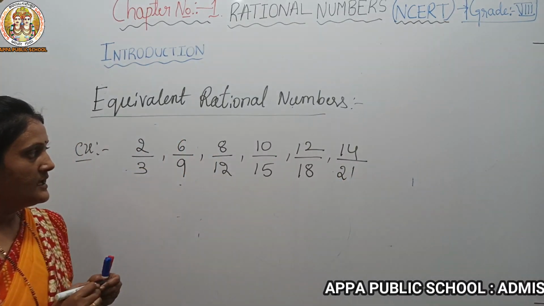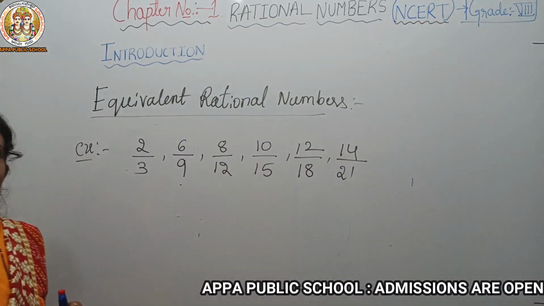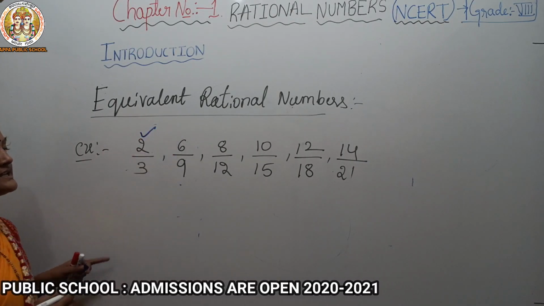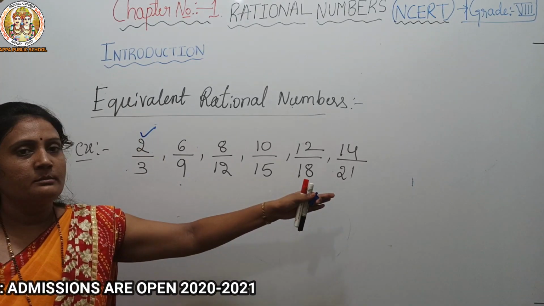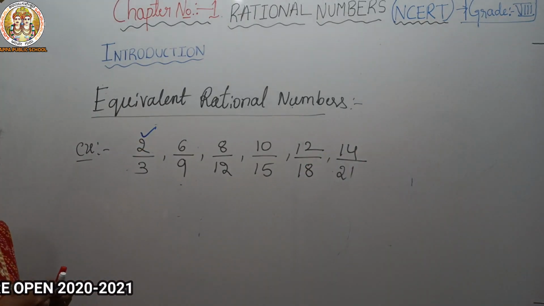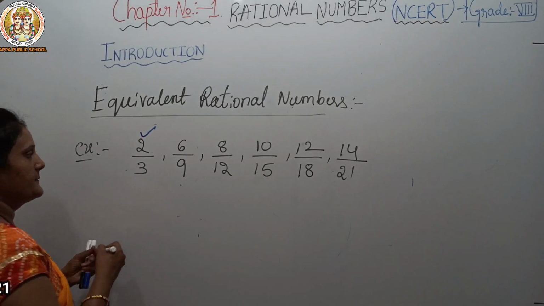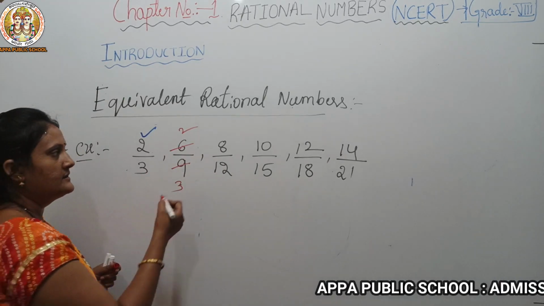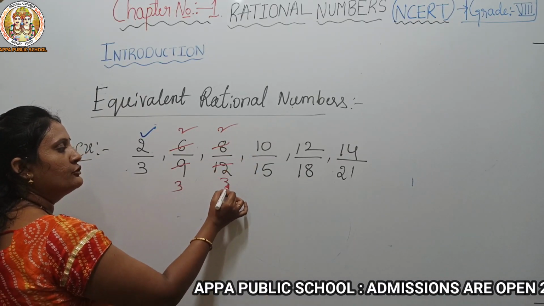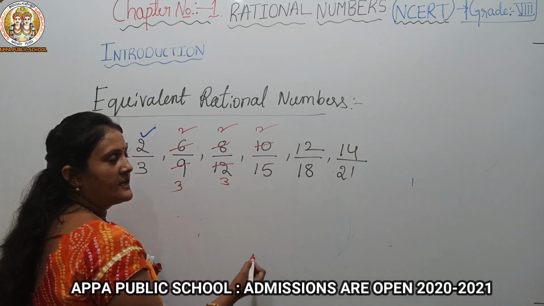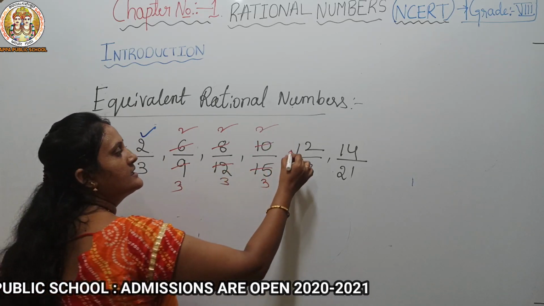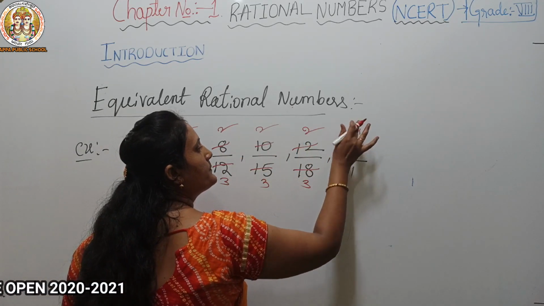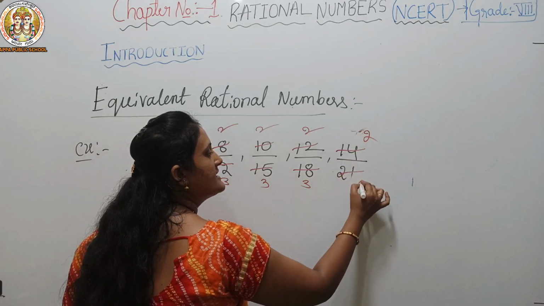Now see, are these equivalent rational numbers? Let's check. The first is 2 by 3. What I said is they have the same value but in a different form. Let's simplify. 3 2s are 6, 3 3s are 9, 4 2s are 8, 4 3s are 12, 5 2s are 10, 5 3s are 15, 6 2s are 12, 6 3s are 18, 7 2s are 14, 7 3s are 21.